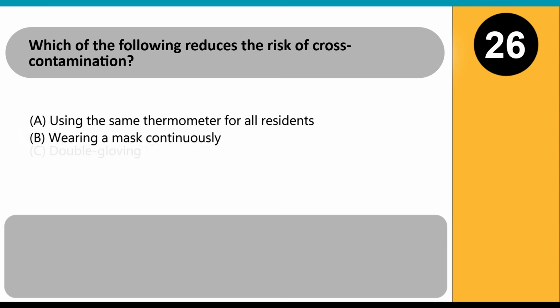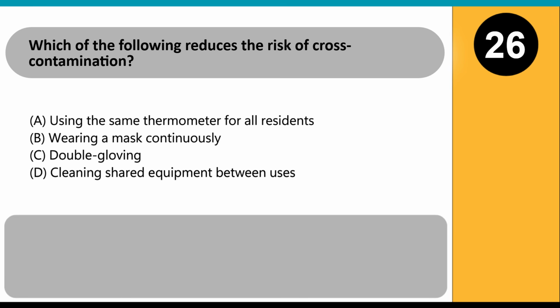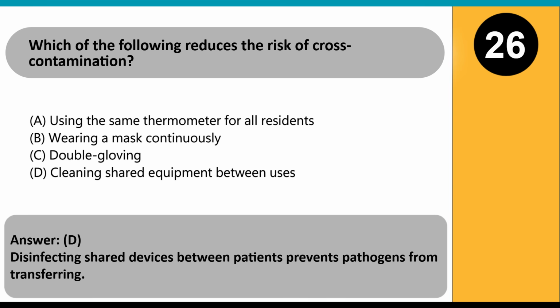Which of the following reduces the risk of cross-contamination? A. Using the same thermometer for all residents. B. Wearing a mask continuously. C. Double gloving. D. Cleaning shared equipment between uses. Answer D. Disinfecting shared devices between patients prevents pathogens from transferring.